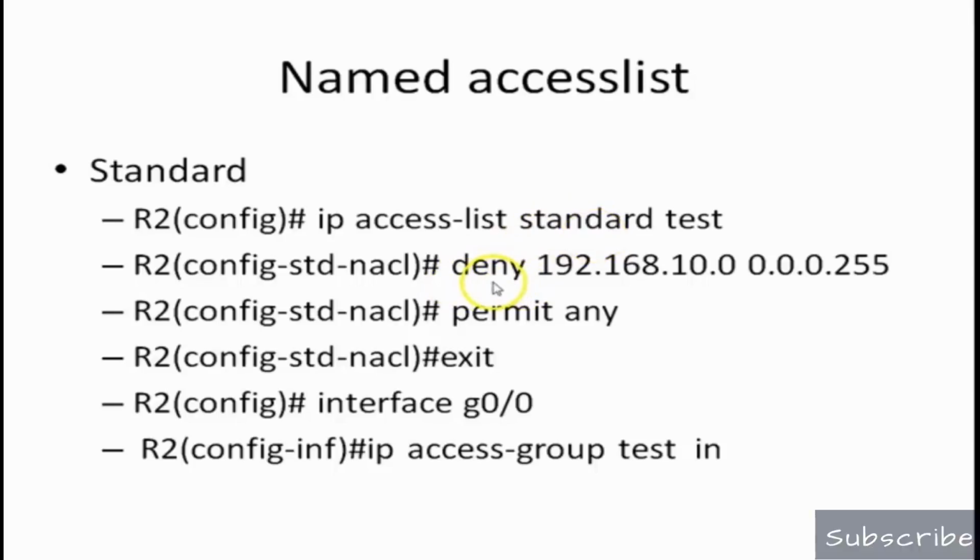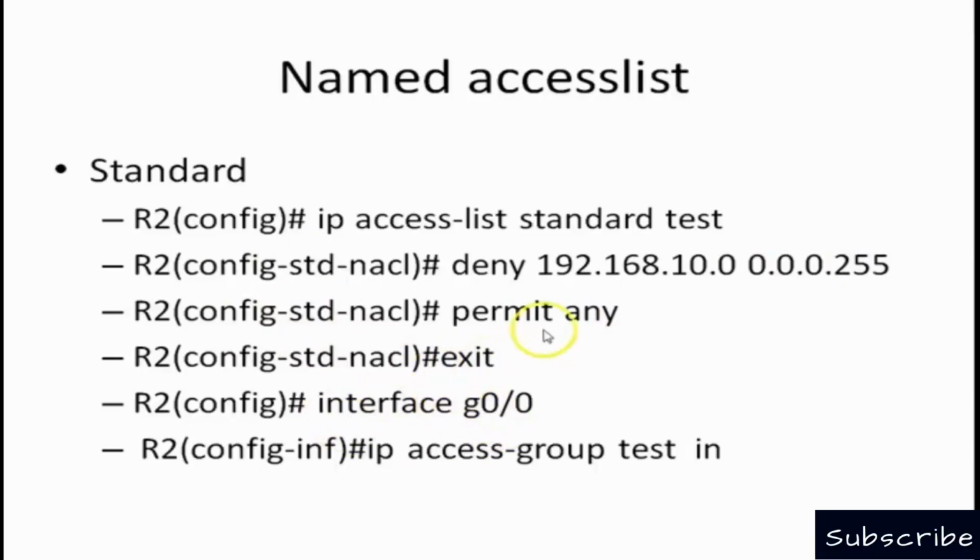So here I write the next command, that is deny 192.168.10.0 and the wildcard mask, and permit any. So here we are in the standard access list configuration mode, and you need to do exit.